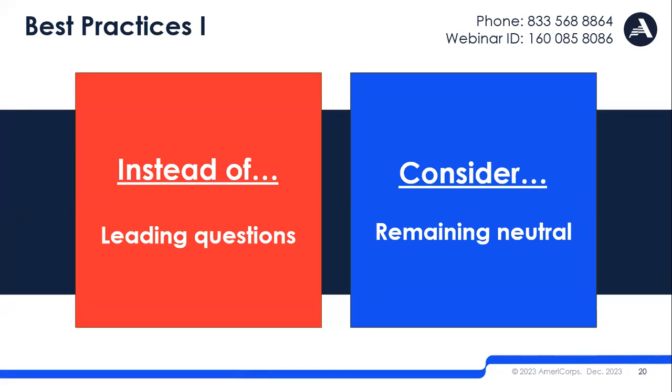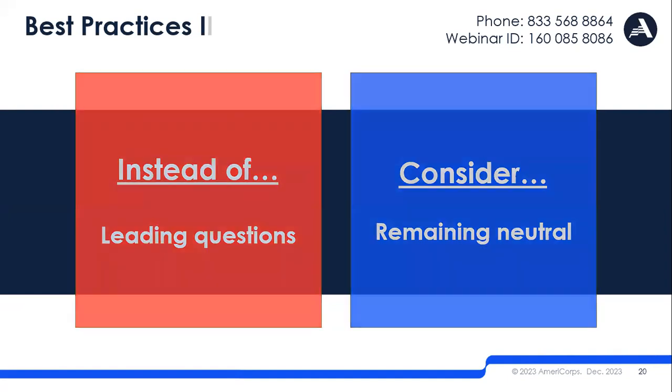A leading question might be something like, how does this organization make you feel like you belong? And so that really assumes that the organization has made volunteers feel like they belong. So you might consider a more neutral question like, do you feel like you belong? If so, why? If not, why not? Something that allows them to land on both sides of it.